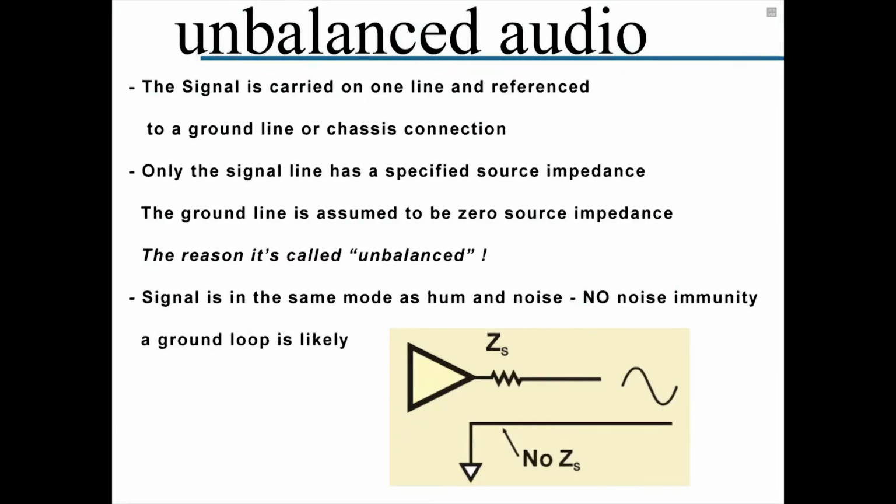Unbalanced audio circuits consist of a single signal line referenced to a ground line or chassis connection. The signal line has specified source impedance, and the ground is assumed to have zero source impedance. That's what makes it unbalanced. Unbalanced circuits have no magnetically coupled noise immunity, and ground loops are likely. The lower cost and complexity of unbalanced audio circuits suit them for consumer applications where short cable runs are normal.